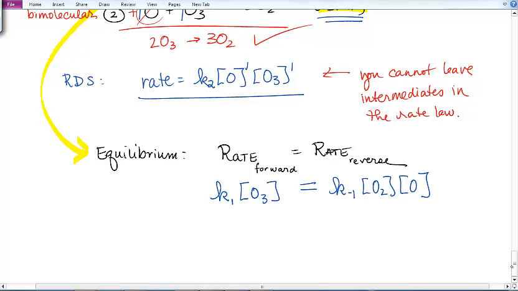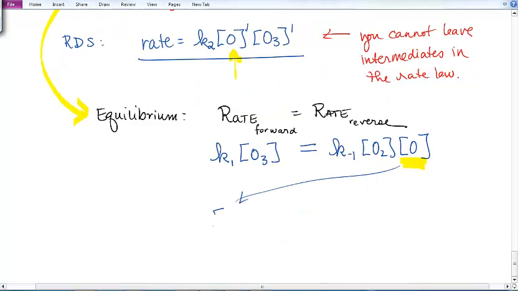Now my job is to solve this for oxygen and then get it plugged into my rate law. So let's go ahead and solve this for free radical oxygen. That is equal to, just doing a little algebra here, K1 times O3 over K minus 1 times O2.